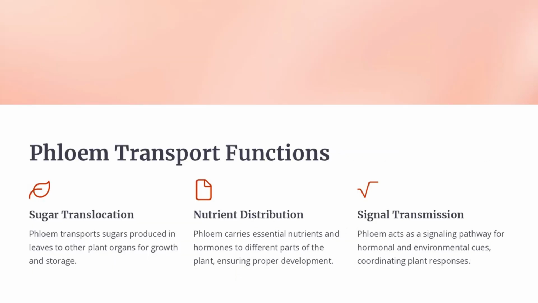Phloem is the vascular tissue responsible for transporting important substances throughout the plant. One key function is sugar translocation. Phloem carries the sugars produced in the leaves to other organs for growth and storage. Phloem also distributes essential nutrients and hormones to different parts of the plant, ensuring proper development and coordination. Additionally, phloem acts as a signaling pathway, transmitting hormonal and environmental cues to help the plant respond to its environment. These transport and signaling functions of phloem are critical for the overall health and growth of the plant.